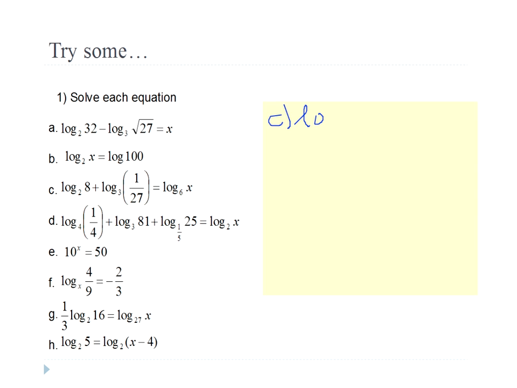Question C. Log to base 2 of 8 plus log to base 3 of 1 over 27.